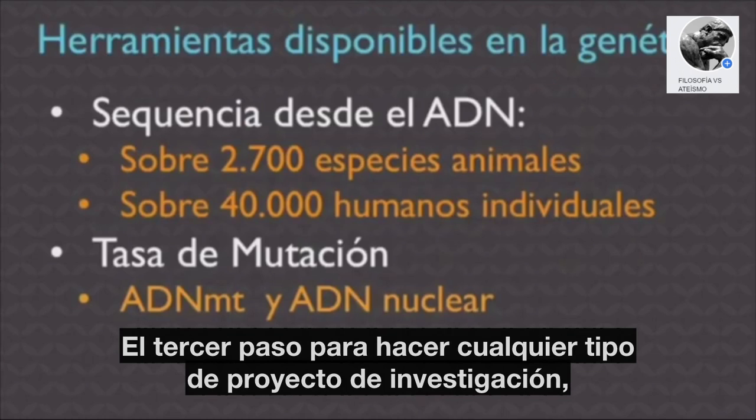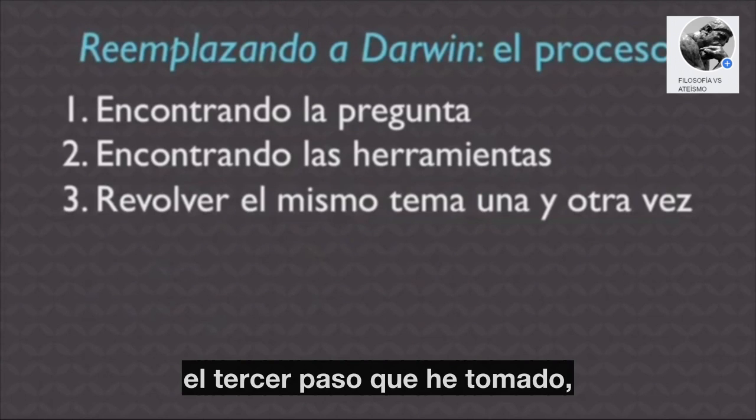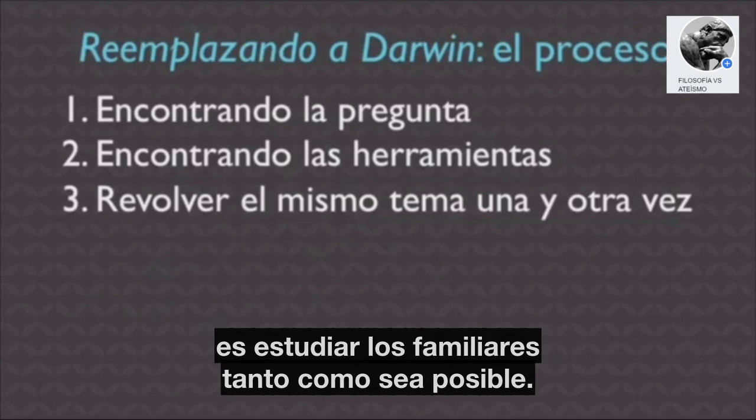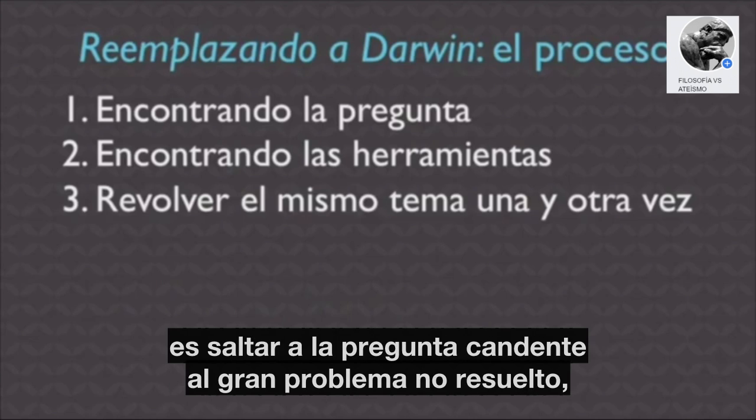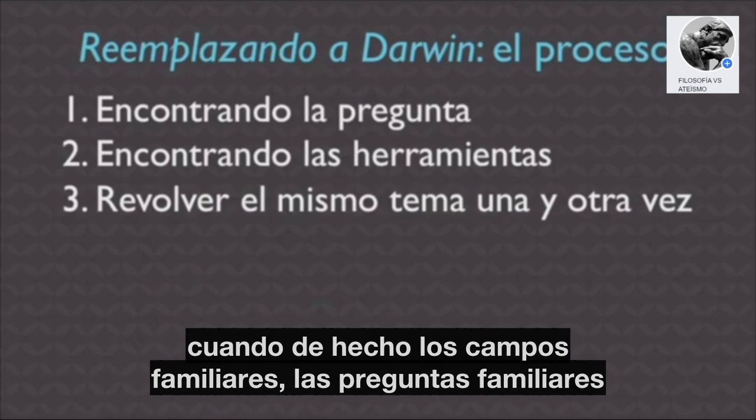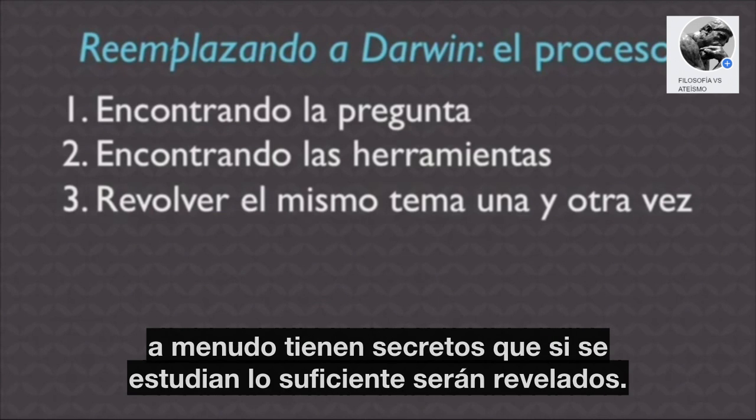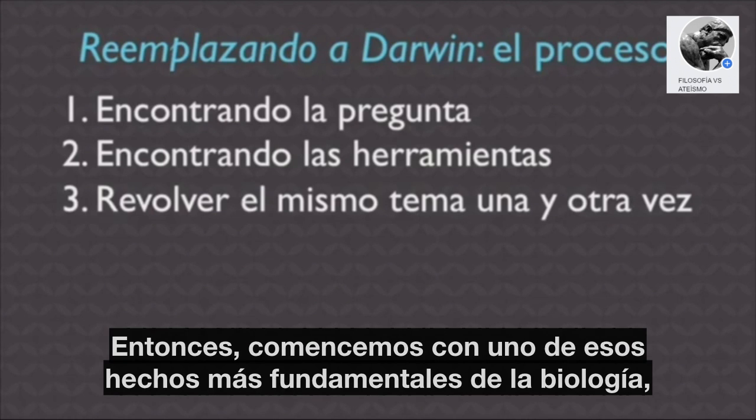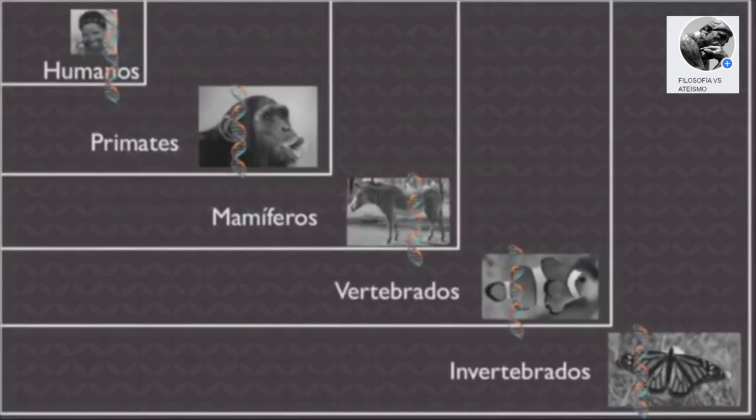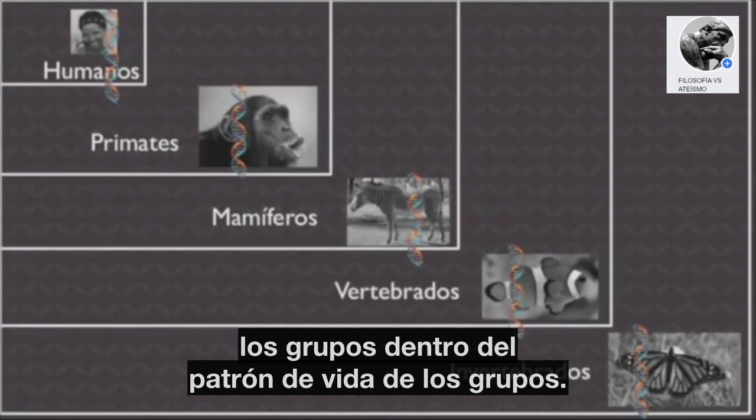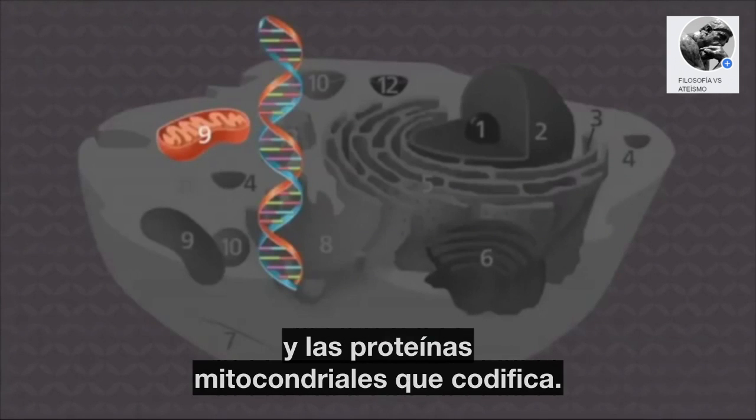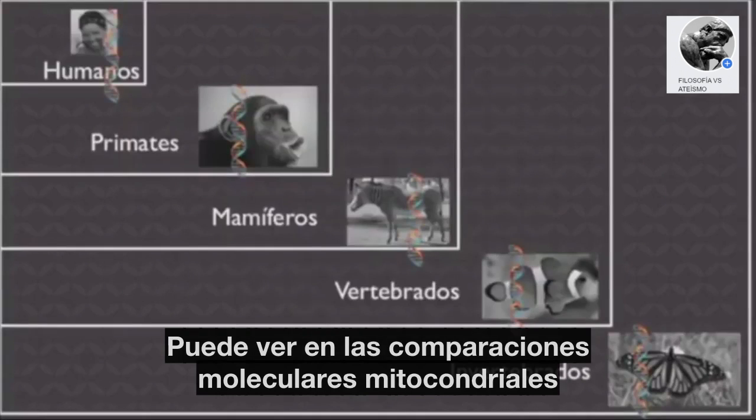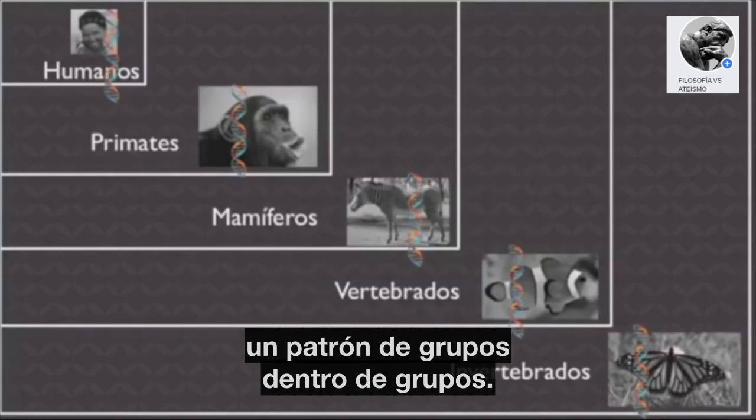Third step in doing any sort of research project, the third step I've taken, is to study the familiar as much as possible. What is a great temptation in any scientific project is to jump to the hot question, to the big unsolved problem, when in fact the familiar fields, the familiar questions often have secrets that, if you study them long enough, will be released. So let's start with one of those, one of the most fundamental facts of biology, the groups within groups pattern of life. I want to look at an example from mitochondria, and specifically from mitochondrial DNA and mitochondrial proteins that it encodes. You can see in mitochondrial molecular comparisons a groups within groups pattern.